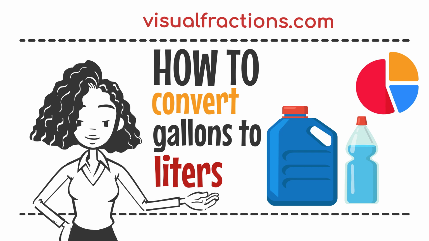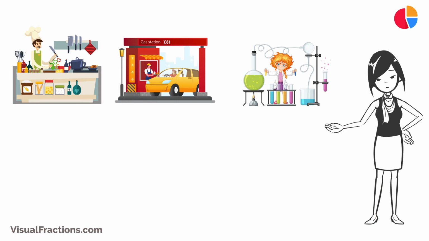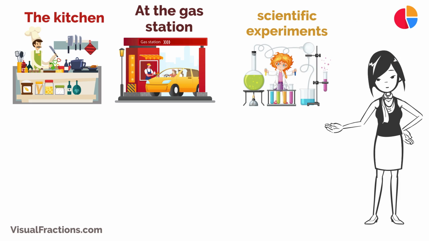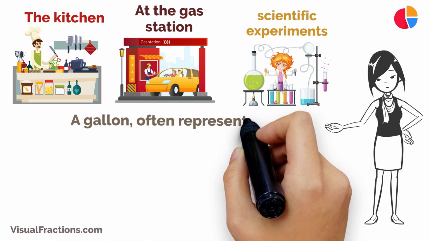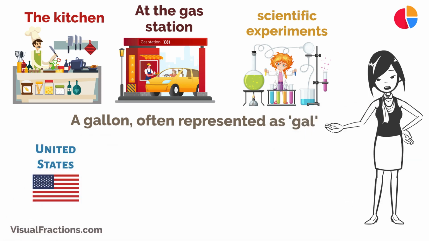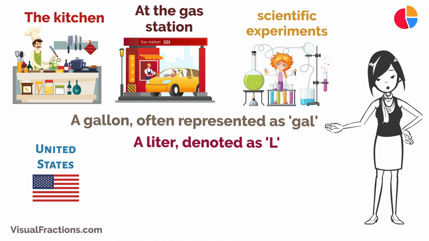Today, we're going to explain how to convert gallons to liters. This conversion can be quite handy, especially if you're dealing with liquids, whether in the kitchen, at the gas station, or in scientific experiments. Let's start with the basics. A gallon, often represented as gal, is a unit of volume commonly used in the United States and a few other countries. A liter, denoted as L, is a metric unit of volume used worldwide.